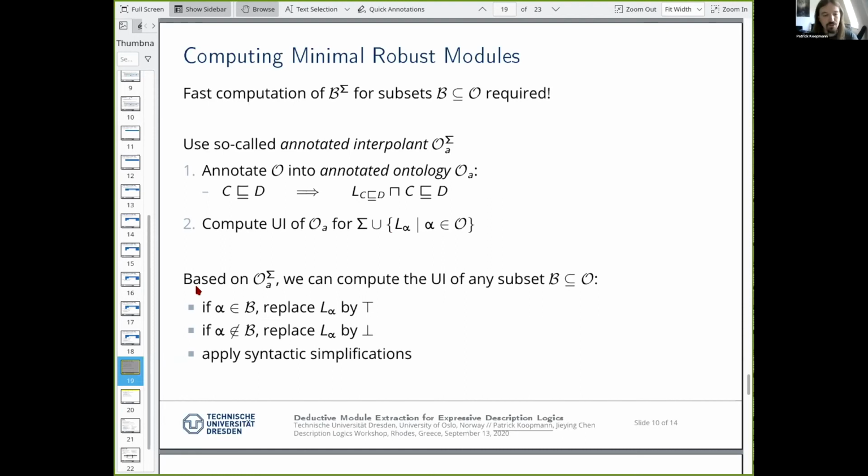And based on the annotated interpolant, we can now compute the UI of any subset syntactically. Namely, if an axiom is included in our subset, we replace the corresponding label by top. If it is not, we replace it by bottom. And we can apply some syntactic simplifications to make reasoning easier. And this way, we were able to implement an algorithm for extracting modules that works also in practice.